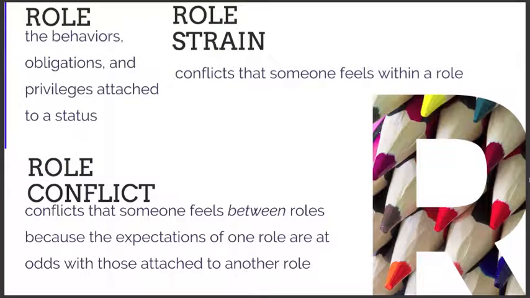So if statuses are the positions that people may occupy, roles are the kind of guidebooks that we have for each status. They're the behaviors, obligations, and the kinds of privileges sometimes that we attach to a status.